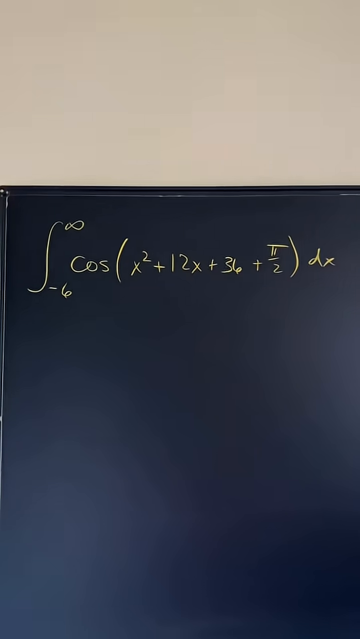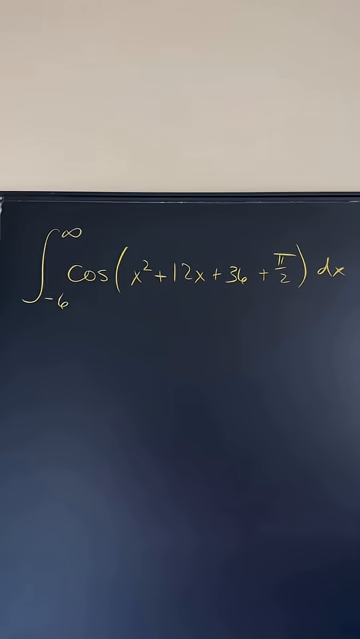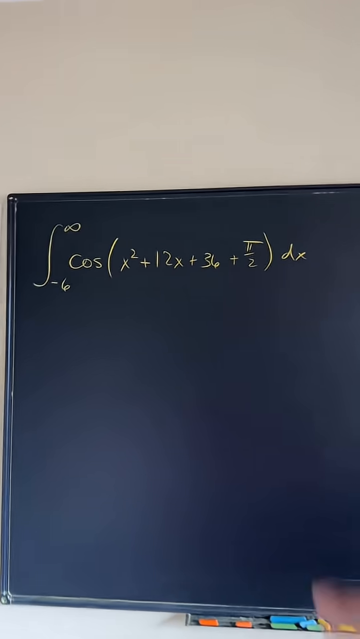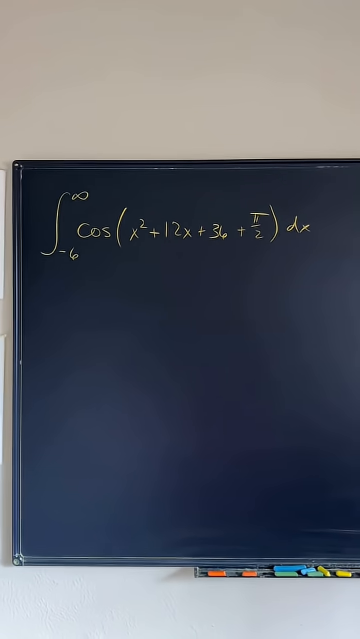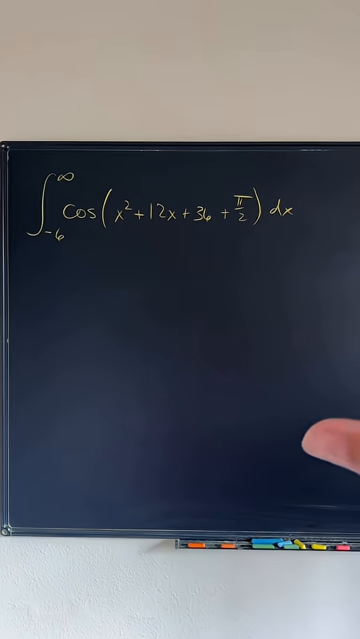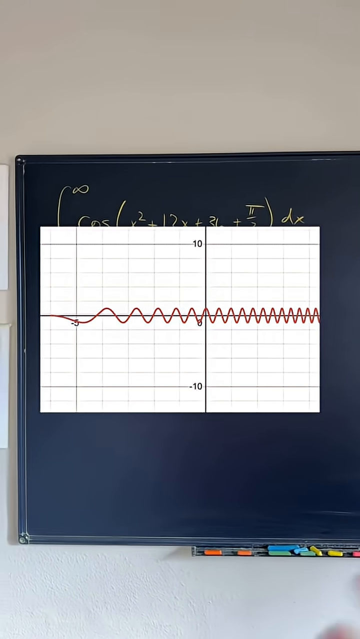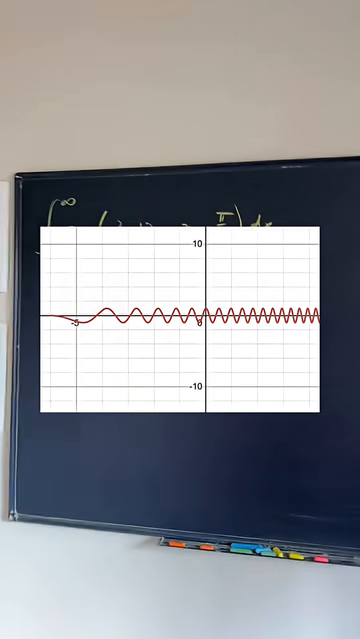So here we have the integral from -6 to infinity of cosine of x squared plus 12x plus 36 plus pi over 2. Now, this is going to involve a Fresnel integral, which shows up a lot in optics and some engineering and physics problems. And I kind of show the graph for how this looks like. Notice that it oscillates and then it gets really, really thin as we continue going on to infinity. So how do we solve this thing?